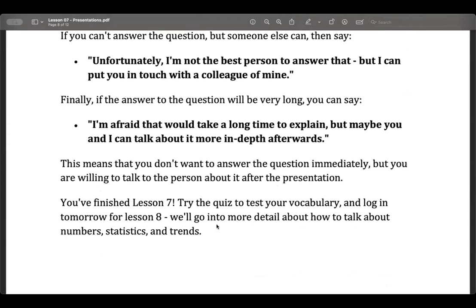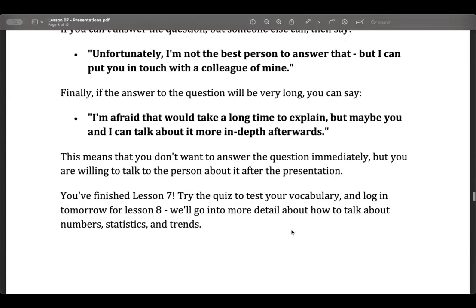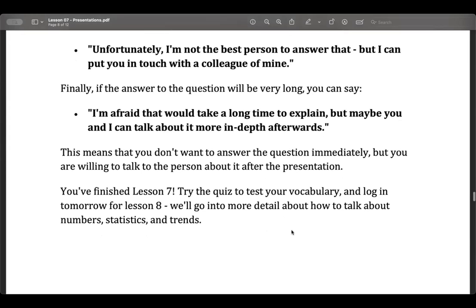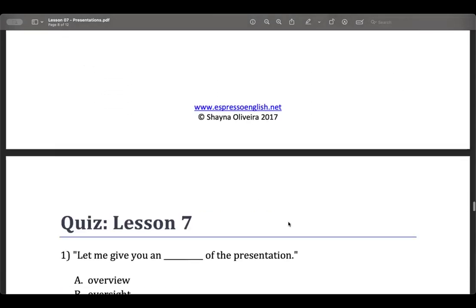You've finished lesson 7. Try the quiz to test your vocabulary and log in tomorrow for lesson 8. We'll go into more detail about how to talk about numbers, statistics, and trends.